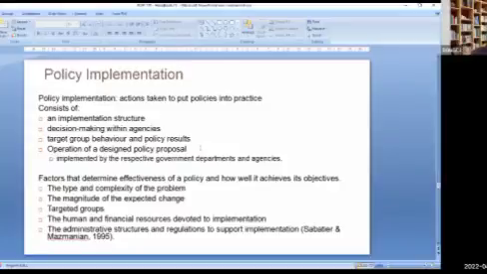The type and complexity of the problem, we talked about that. The magnitude of the expected change determines the effectiveness of the policy, how well it can achieve its objectives. We're expecting huge changes in that situation. Again, targeted groups. Human and financial resources related to implementation. The administrative structure and regulation to support implementation is a key factor that will affect effectiveness.